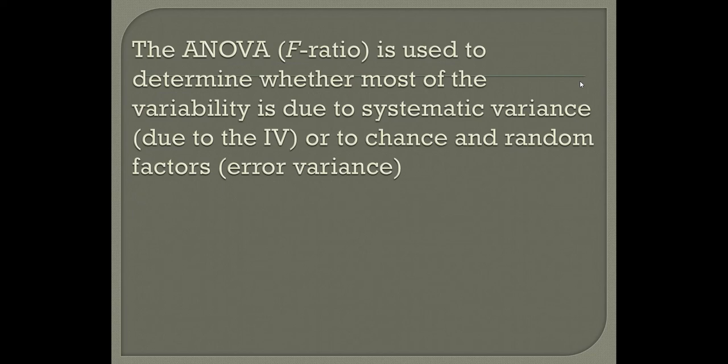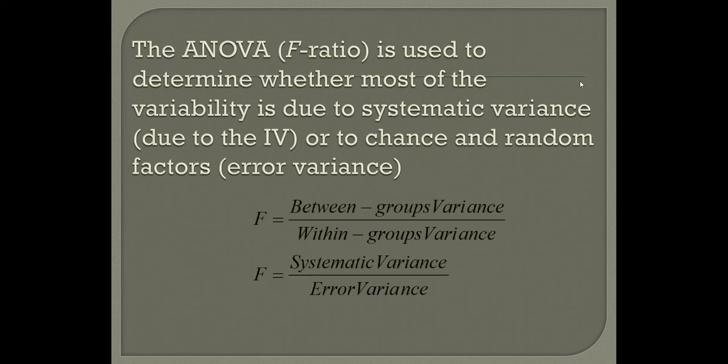So basically, what we'll wind up with is an F ratio to determine whether most of the variability or variance is due to effect, or systematic, or between group variance, and we'll compare that to see how much of that there is relative to the error variance or the within group variance. So the resultant statistic from an ANOVA is the F ratio, which basically divides the systematic variance by the error variance, or the between group variance by the within group variance.